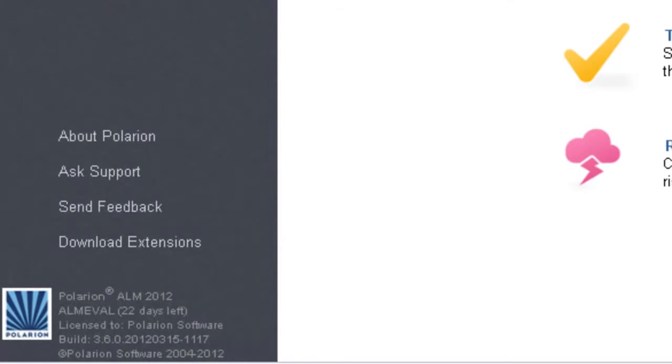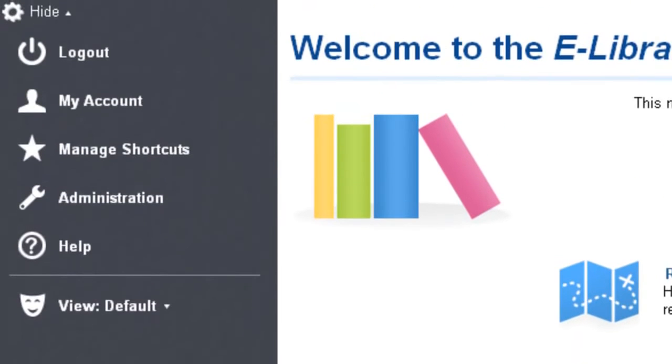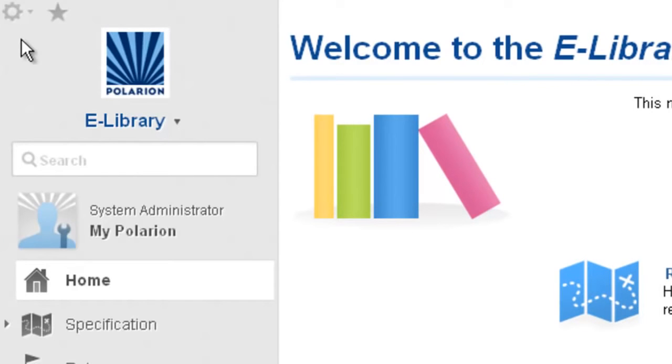Down at the bottom are some fairly self-explanatory links and some info about your Polarion system, which you might need if you ever need to request tech support. Okay, so much for Navigation Tools view. We get out the same way we got in, and now we're back to the main or Topics view.